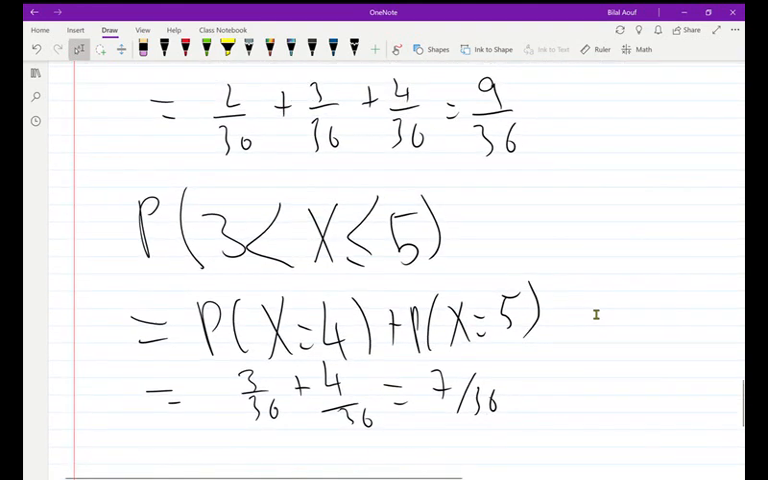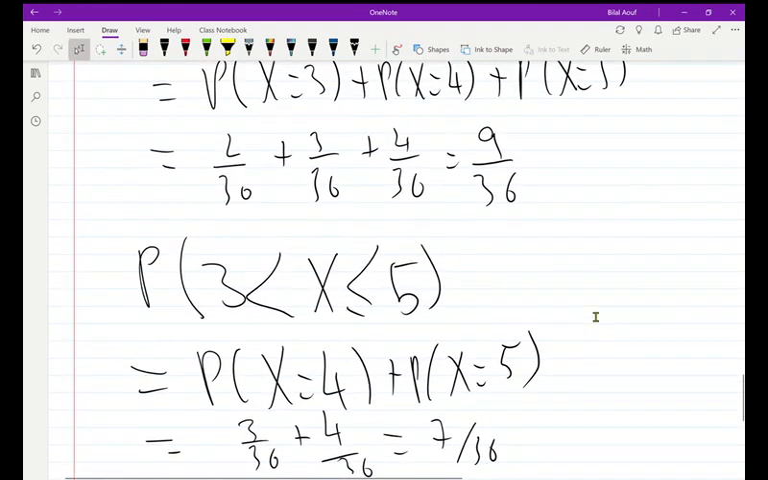So I can ask more questions about probability. That's all for this part of this chapter, discrete random variables. In the next video, I will talk about continuous random variables. Thank you.